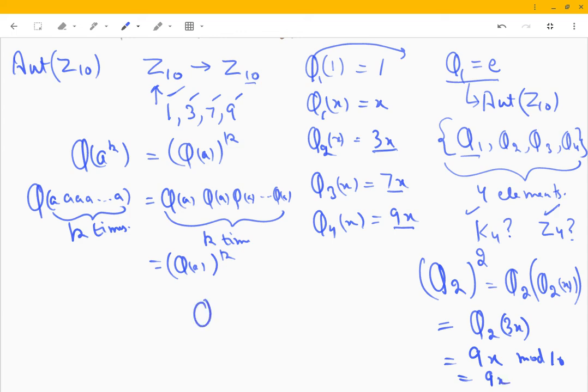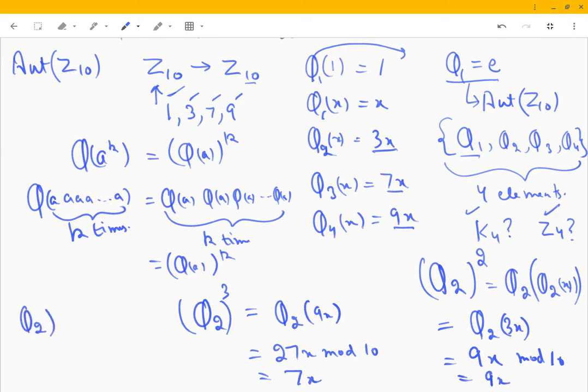So let's operate 3 times. So what will we get? Phi 2 of 9x now, which will be 27x, mod 10 will be 7x. Okay, still not identity. Let's operate it one more time, 4 times. 7 into 3 is 21x, mod 10, which is obviously x. And I am back to identity.